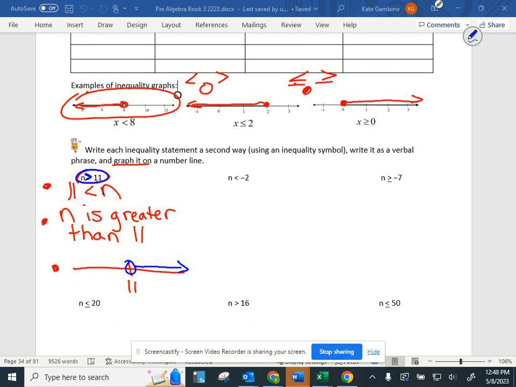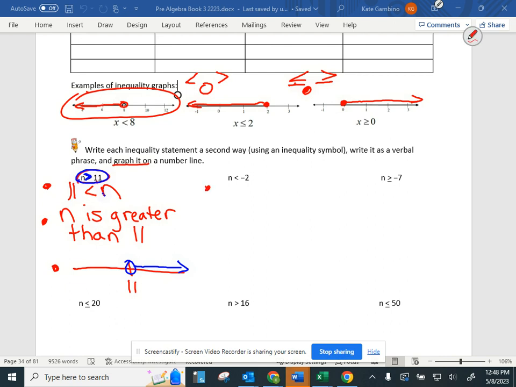So if your variable is on the left side here, your arrow is going to point the same direction as the inequality. But if your variable is on the right side, then you have to know it goes the other direction. Depends on what your inequality is. Oh, gosh, yeah. We'll do another one.